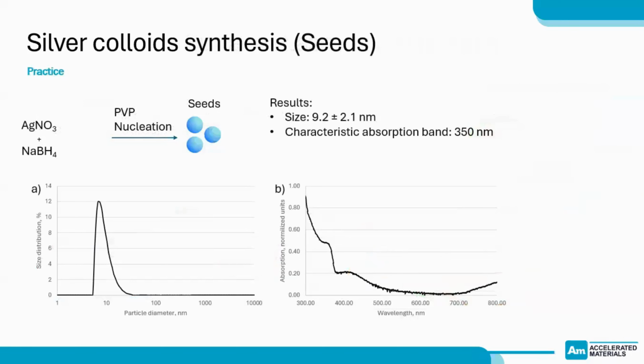So let's go by the steps. First we generated some seeds, and at this time there was silver nitrate with sodium borohydride, and polyvinyl pyrrolidone as a stabilizing agent. So you can see the DLS graph on the left that resulted in a particle size of about 9.2 plus minus 2.1 nanometers. And it has a characteristic absorption at about 350 nanometers, indicating that the particle size is very small.